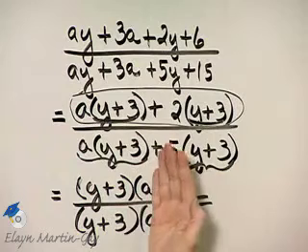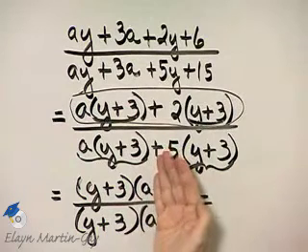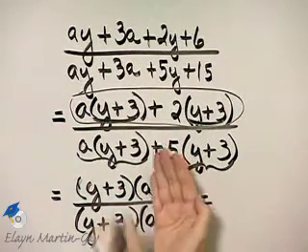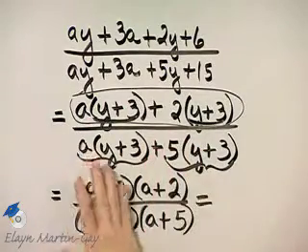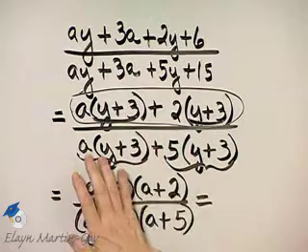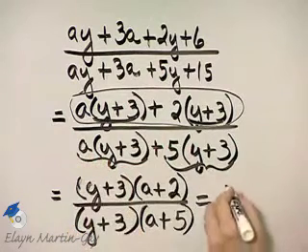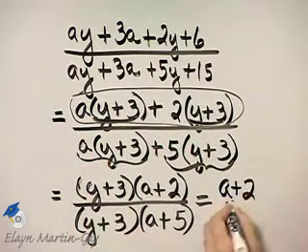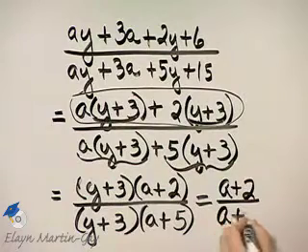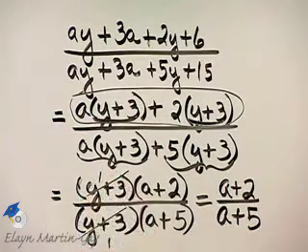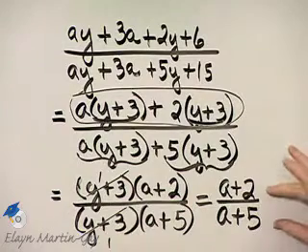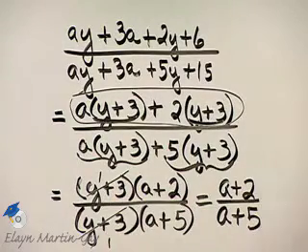Notice I have y plus 3 over y plus 3, and as long as y is not -3, this is 1. So I have 1 times a plus 2 over a plus 5, which simplifies to a plus 2 over a plus 5. In other words, those common factors divide out, and here I have completely simplified.